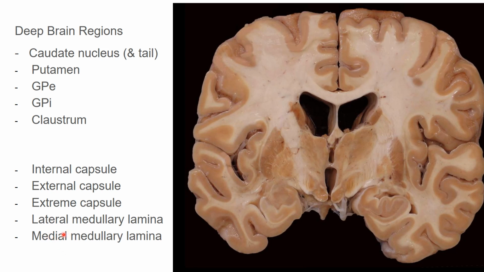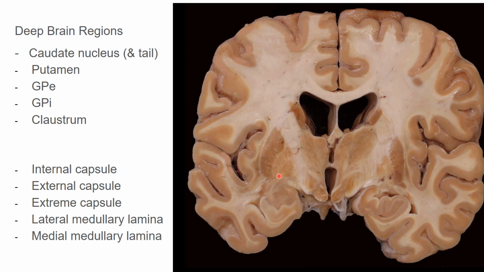Lastly, we need to delineate the lateral medullary lamina from the medial medullary lamina. Now, these medullary lamina are going to be separating the structures, the putamen, globus pallidus externa, and globus pallidus interna, from one another. So, the lateral medullary lamina separates the putamen from the globus pallidus externa. Okay, so it is this thin slip of white matter right here. And then the medial medullary lamina is going to separate the globus pallidus externa from the globus pallidus interna. And it's a little bit difficult to see here, but it's going to be this strip of white matter right there.